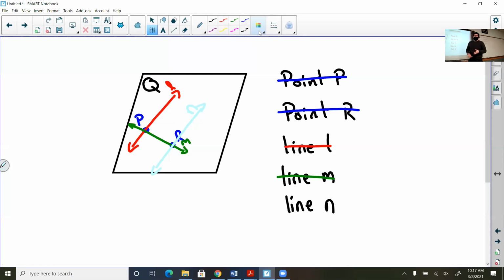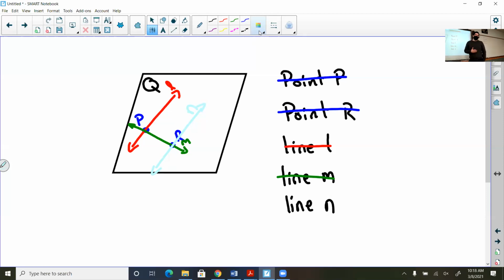So then my picture that I'm going to finish with is going to be line L and line N are parallel. So they're never going to intersect. L goes through P, N goes through R. And in between points P and R, they're both going to be intersected by line M. So the answer to the first problem would have some sort of variation like this.